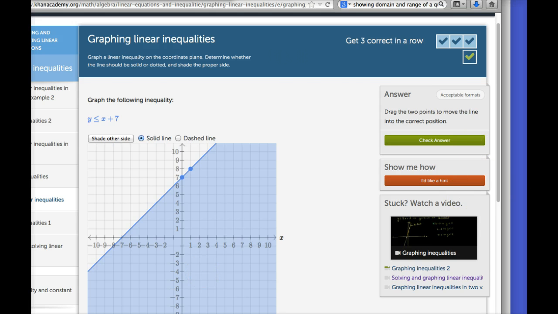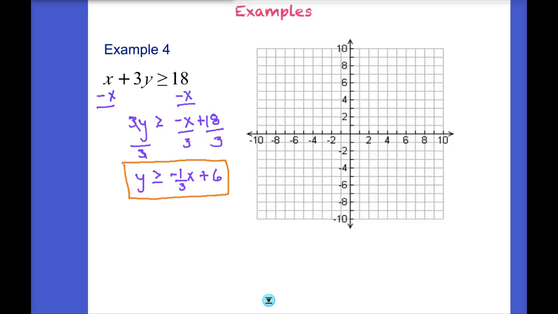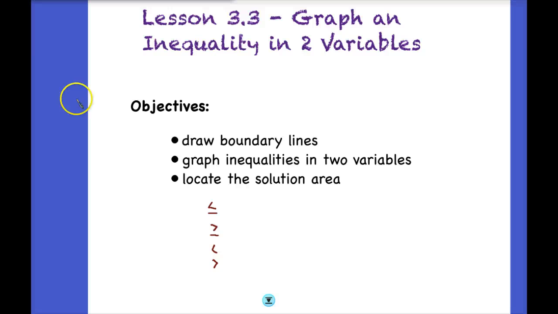All right. That concludes our lesson on graphing inequalities. So at the end of this lesson, now you understand and can draw boundary lines. You are able to graph inequalities in 2 variables as well as shade and locate the solution area. So go ahead and try the practice on the next page.